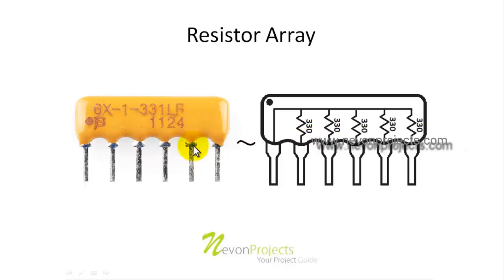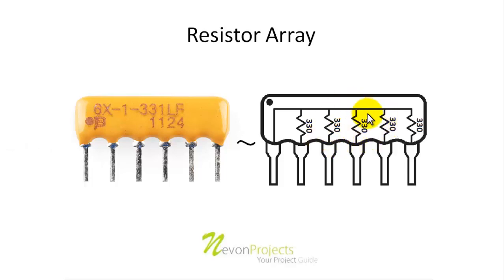For example, if it's a 330 ohm resistor array, we will have 330 ohms connected to each of the LEDs, so that we can get the same resistance in all of the LEDs. Now, where are these used? Resistor arrays are used basically as a pull-up in various scenarios where the microcontroller cannot source the amount of current the device actually needs.